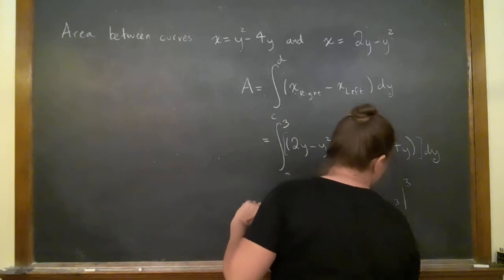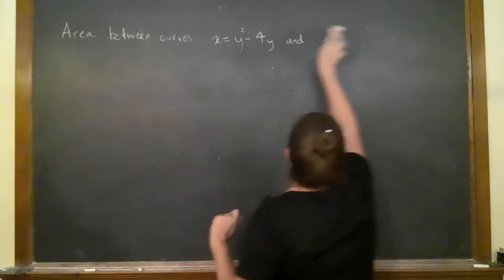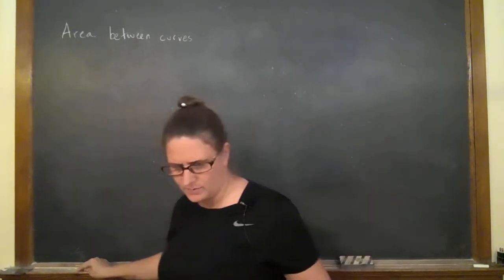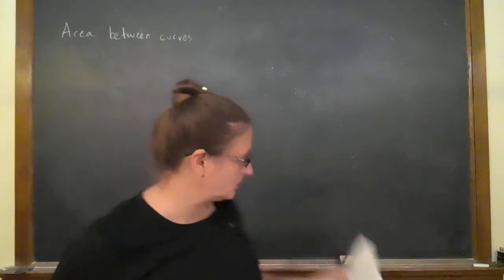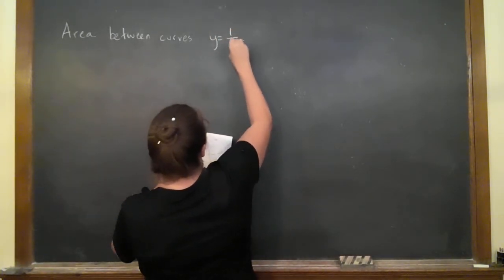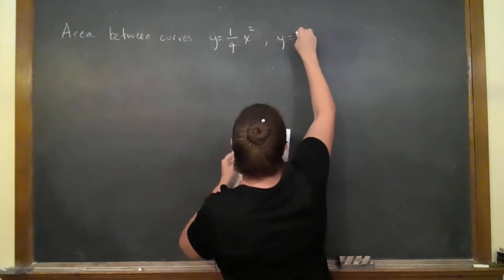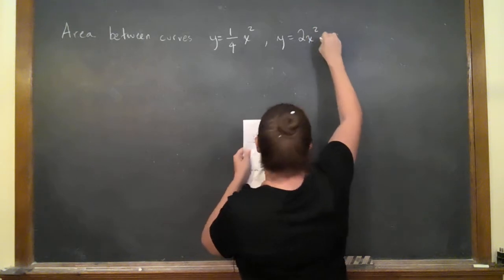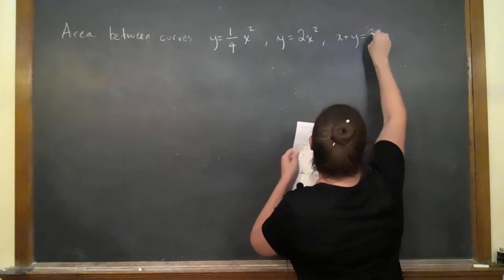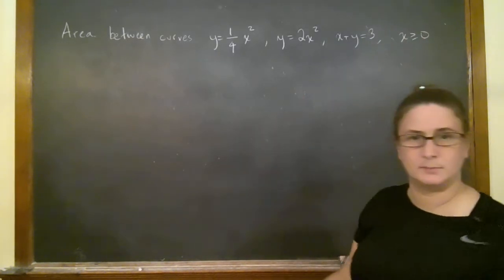That will be my last example here. So we have y equal 1/4 x squared, y equal 2x squared, x plus y equal 3, and we want positive values of x.